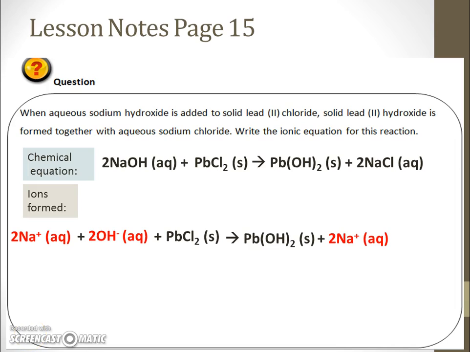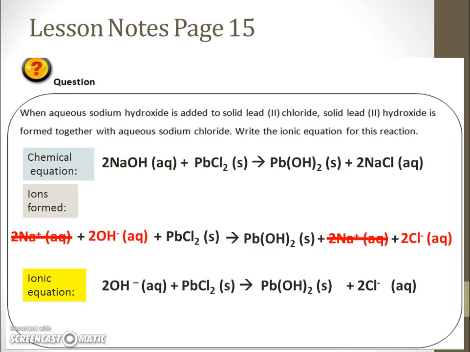Okay, so we have 2 sodium ion and 2 chloride ion. Now, look at what is the same on the left and what is the same on the right. We cancel that out. So if you look closely, it's the sodium ion that is the same on the left and right. Therefore, this is our ionic equation. So therefore, the ionic equation is this. This will be your final answer.